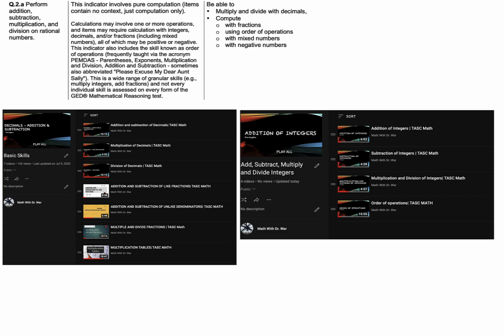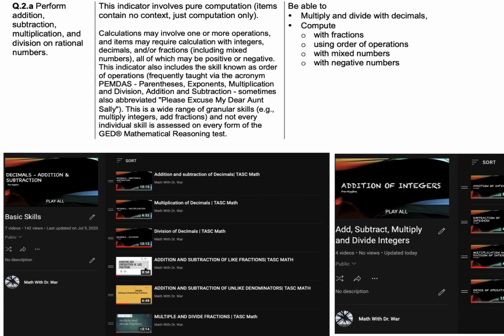We're still in the basic math section of the GED test where you cannot use a calculator. We're going to be looking at the standard called Q2A, where you have to perform addition, subtraction, multiplication, and division on rational numbers. And when they say rational numbers, they're talking about whole numbers, decimals, fractions, and your integers.